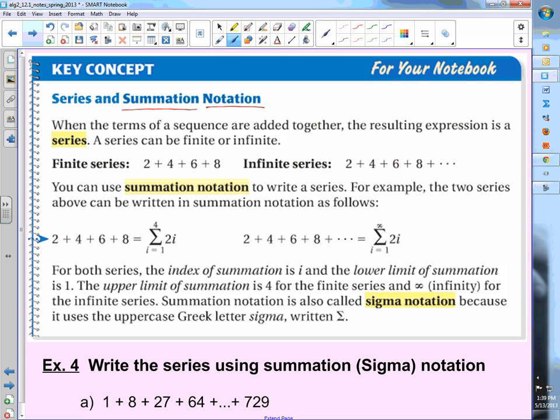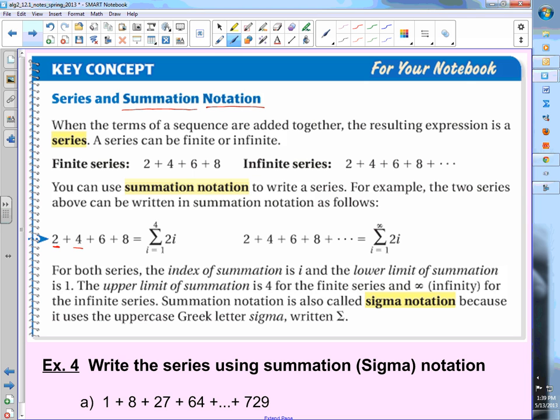If i equals 1, you put in a 1 for i, what do you get? 2. The next number greater than 1 is 2. You plug in a 2 for i, and you get 4, the second term of the sequence.